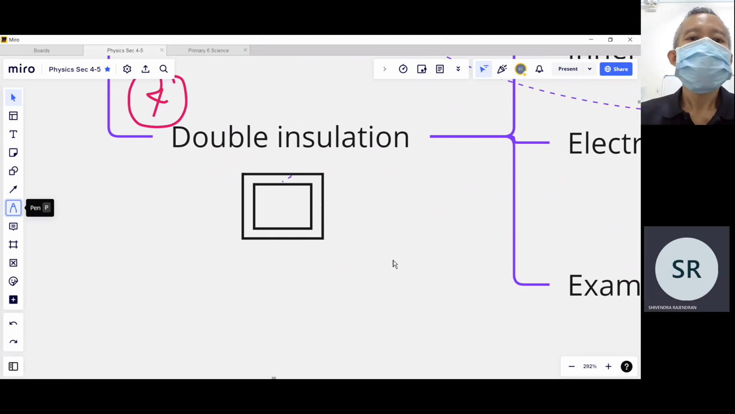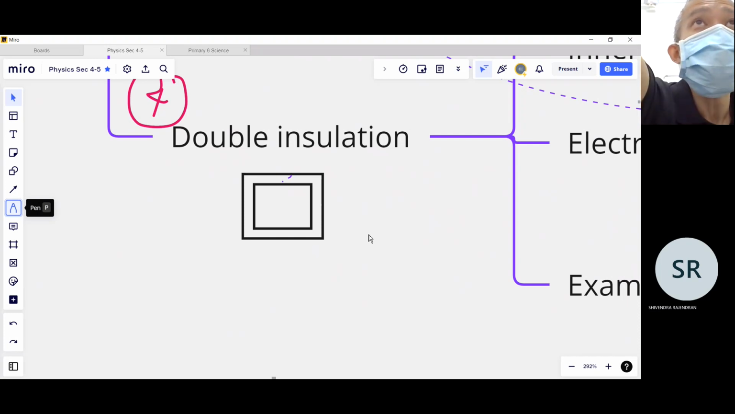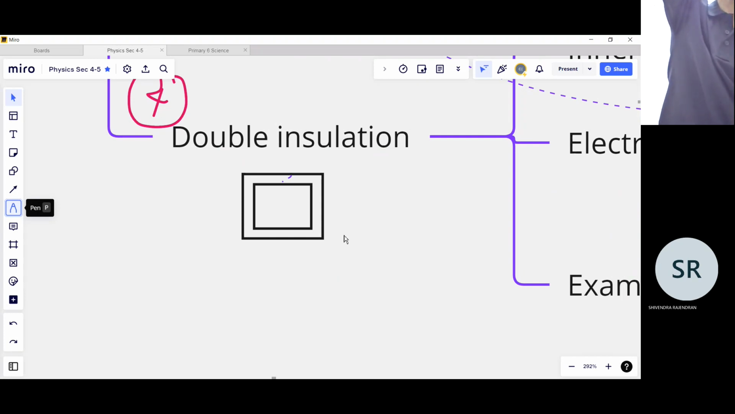Because if it's a small appliance, typically it has double insulation. Usually, like this one here, the projector, has double insulation, even though you can't see it. The outer casing is plastic, and there's an inner casing which is plastic also. So there's no need for earth because it has double insulation. Take note of these 2 reasons.